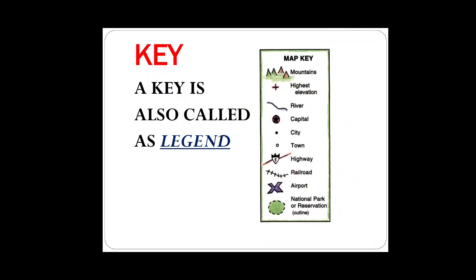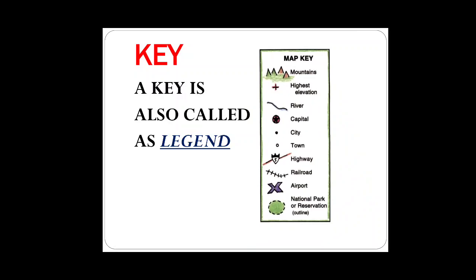The next element is symbol. You have to know about symbol, children. How can we show a forest, a hill, or rain, or rail route on a map? We can do this with the help of symbols. A symbol is a representation of an object in a map. For example, if we have to show a forest on the map, we can show it with the help of symbols of trees. Okay, which is on your page number 108, children. You can refer to the page. To show a rail route, you can show a broken line as a railway track.